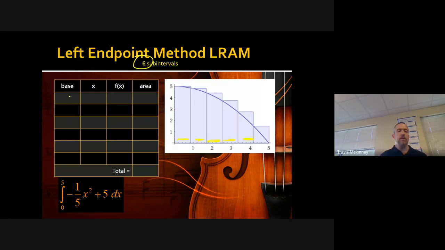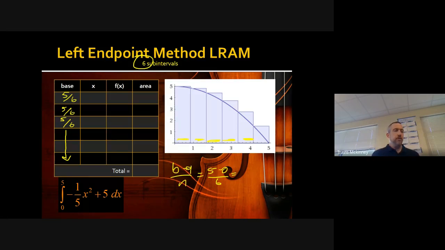So to figure out what this number is, again, I'm just going to do b minus a divided by n. So 5 minus 0 divided by 6, which would be 5/6. So each of these rectangles has a width of 5/6. So I can go ahead and fill in that 5/6 going the whole way down.